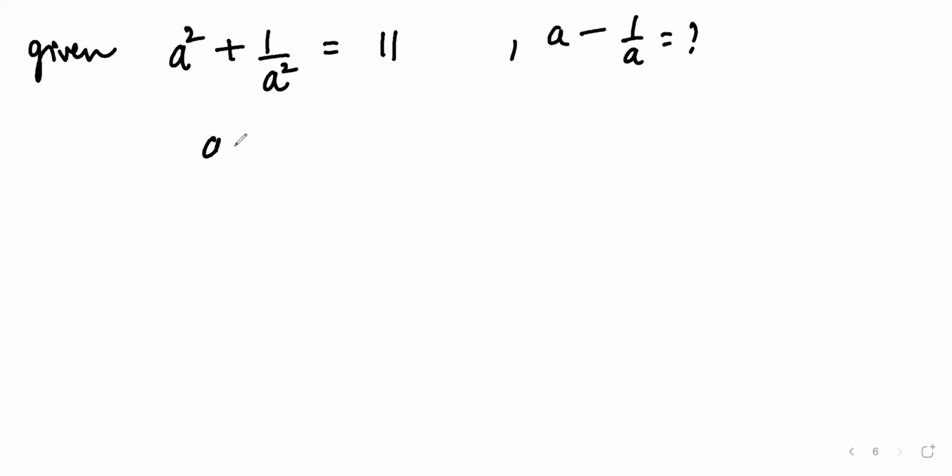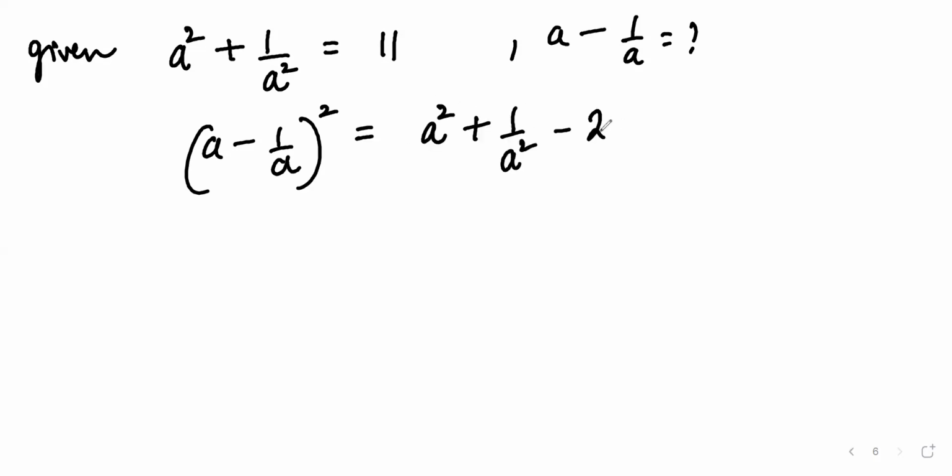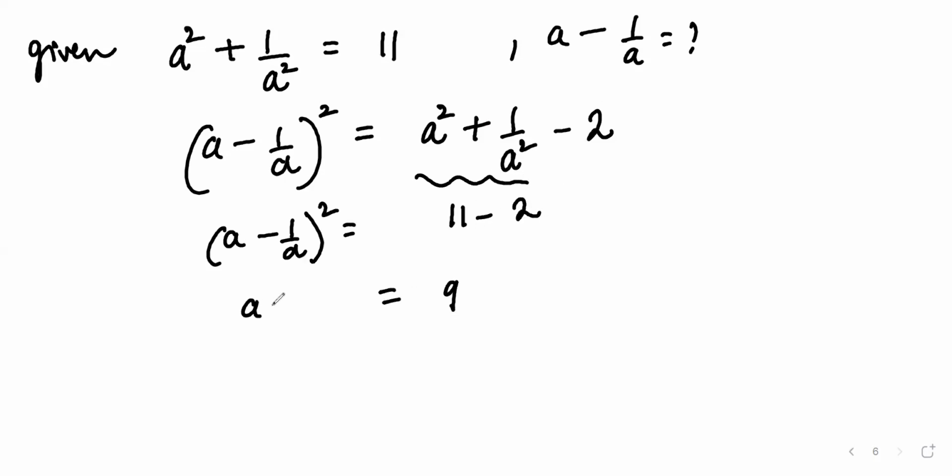Let's take the same data again, because we need to compute the other result. Given A square plus 1 by A square is 11, the question is A minus 1 by A is question mark. For A minus 1 by A, the same thing I told you, you have to take A minus 1 by A, the whole square, and that will be A square plus 1 by A square minus 2. What is A square plus 1 by A square? 11. And 11 minus 2 is 9. So A minus 1 by A, the whole square, is 9.